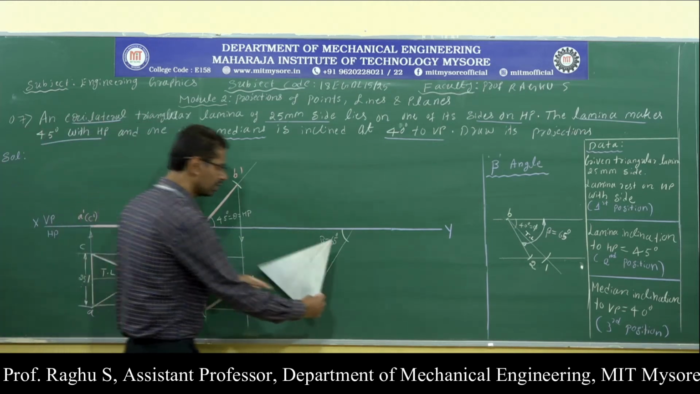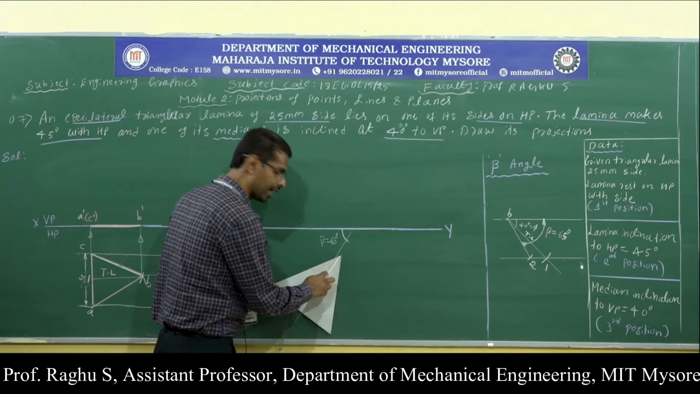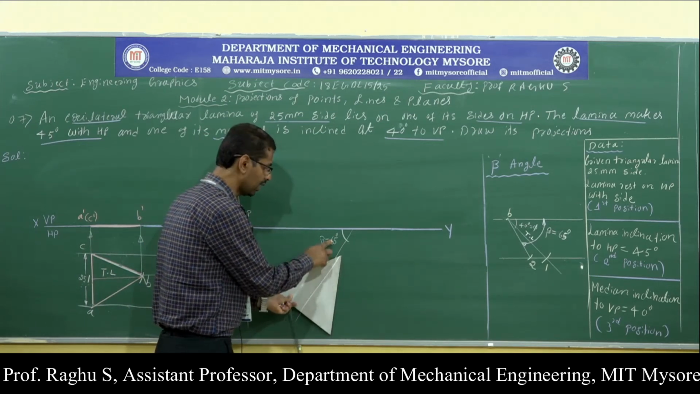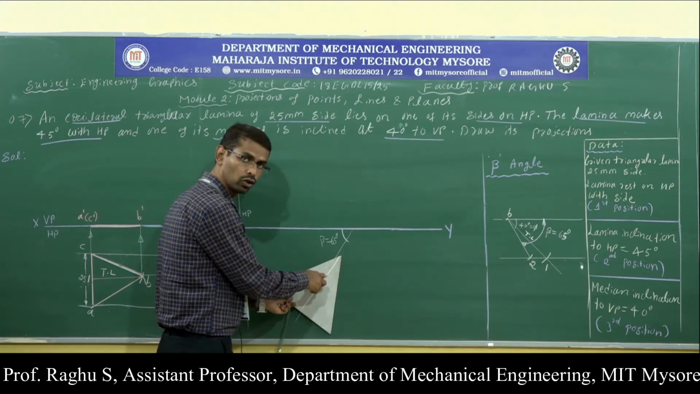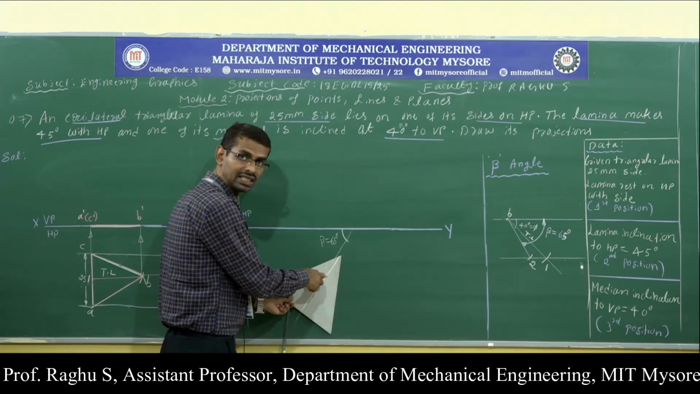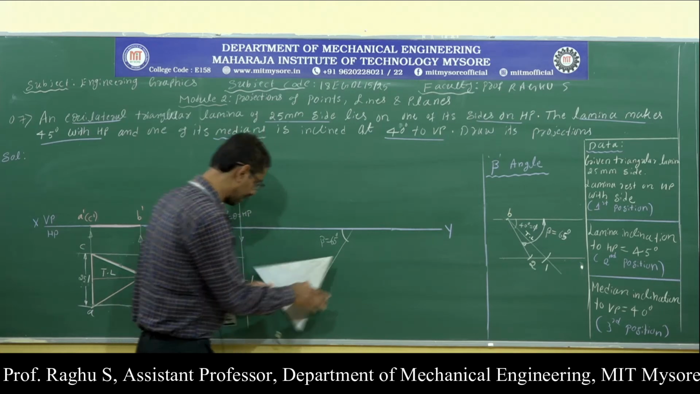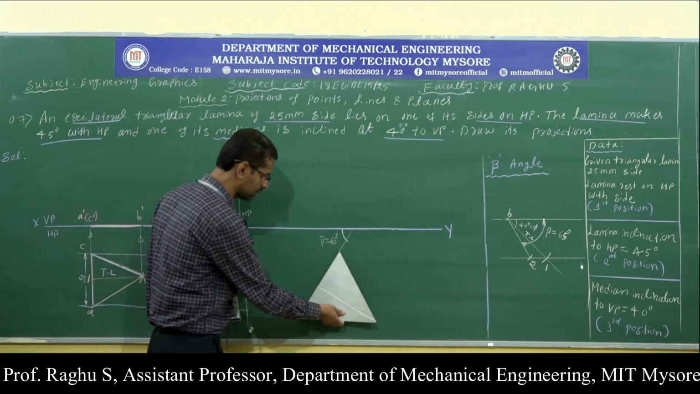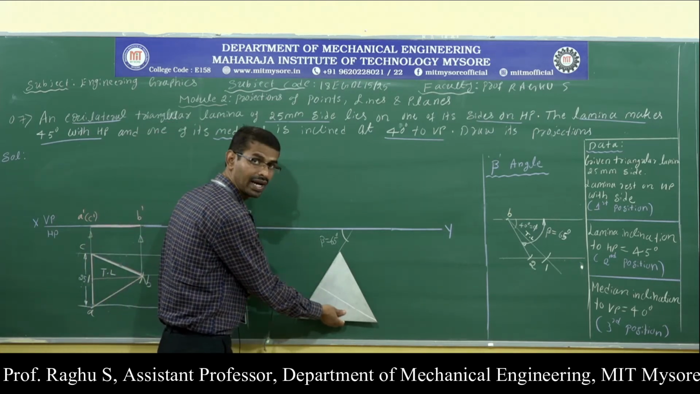Now redraw this lamina such that the apparent length of the median is inclined 65 degrees with respect to VP. You should redraw the lamina by placing the median on the beta angle line like this. You should not place the lamina like this. If you place the lamina like this, it will become edge inclination.